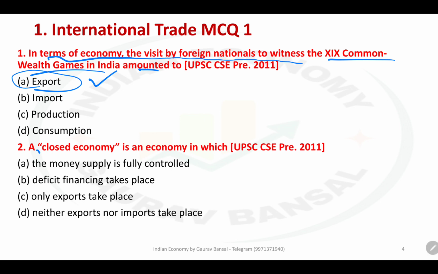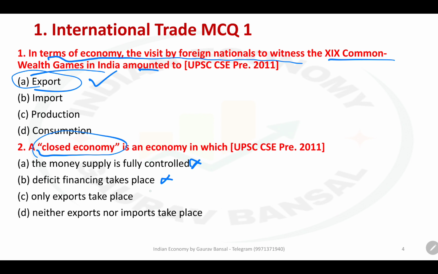Second, a closed economy. We use this term open economy, closed economy. So how do we define it? Both of these questions are from 2011. The money supply is fully controlled? No. Deficit financing takes place? No. These are common features of closed economy, but that is not how we define the closed economy.